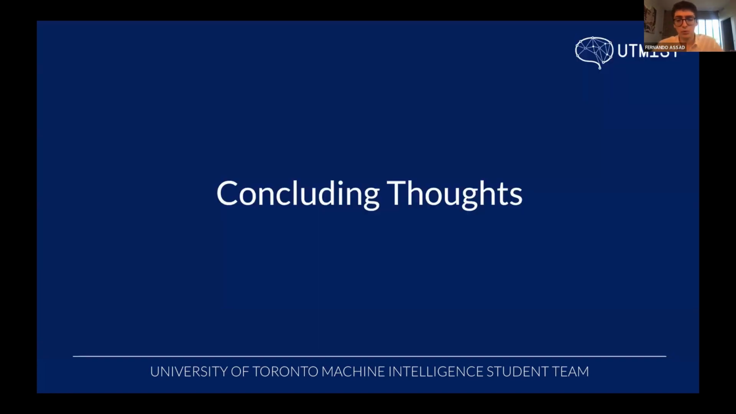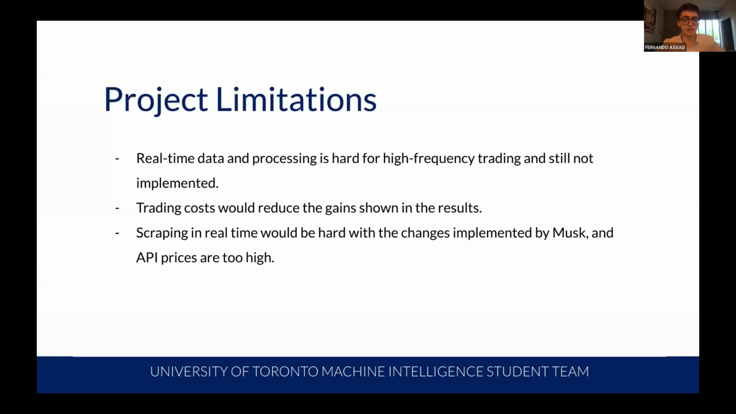Now let's discuss a little bit more what are the next steps and limitations of this project. A few project limitations. One is that analyzing real-time data, especially for high frequency trading, is very hard and it's still not implemented. So it would be a big step if we wanted to continue implementing the strategies in the real world. Also, as I mentioned, trading costs are very significant, especially if you're trading at high frequency. And it's something that we see in our models, like 47 times returns, which is crazy. But if you consider trading costs, these returns are reduced by a lot.